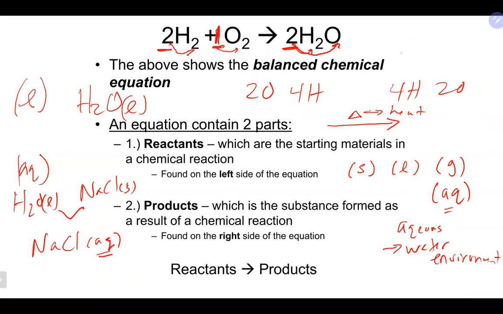Also, a lot of times up on top of the arrow, we'll put something that's known as a catalyst. A catalyst, once again, is something that is added to the reaction to speed it up, in most cases. It's important to remember that a catalyst is not a reactant, and it's not a product. It actually doesn't get used up in the reaction. It's really just there to help the reaction occur a lot quicker.